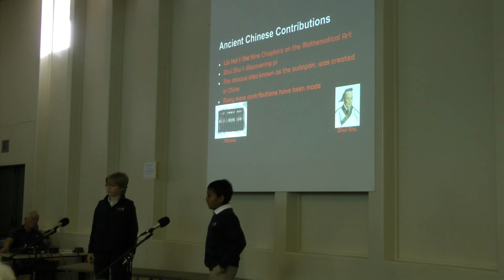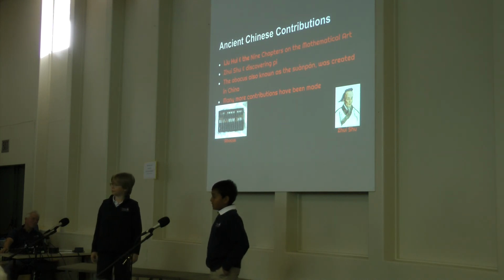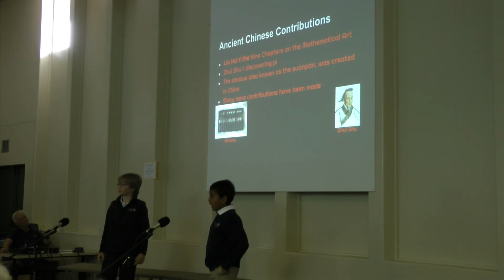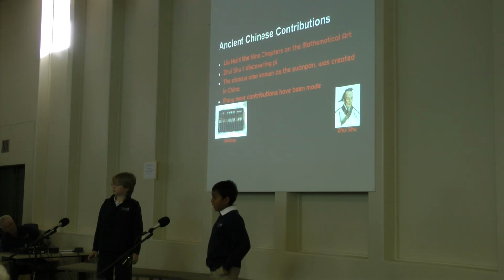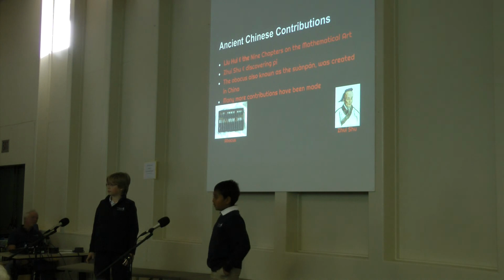Liu Hui created the Nine Chapters on the Mathematical Art, which explain math. Zu Chongzhi calculated pi before the Greeks. The abacus, otherwise known as the stylus pen, was created in China, and there were many more contributions, and we cannot list them all.